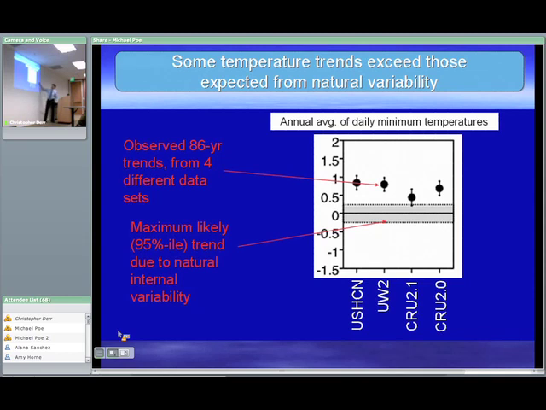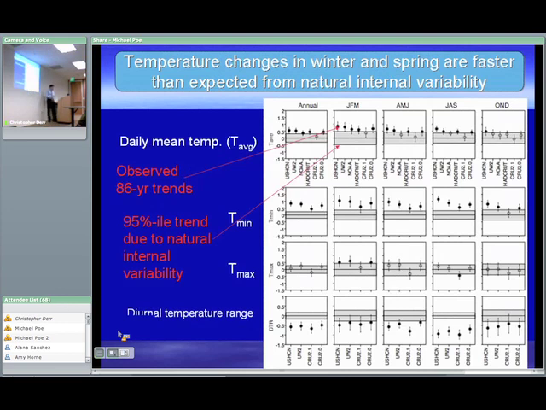Now this result happens to pertain to the annual average of daily minimum temperature. That's nighttime warming in all seasons of the year, which I showed you. Nighttime warming is increasing very rapidly, and in that case, it seems to be too rapid to be entirely natural. This is the same sort of analysis, more finely divided.